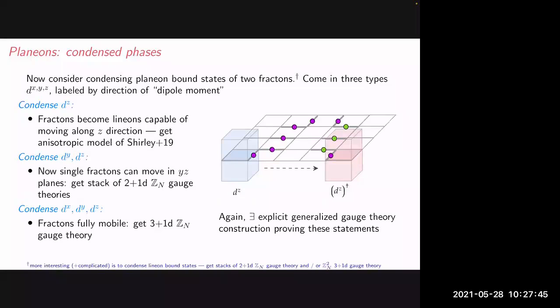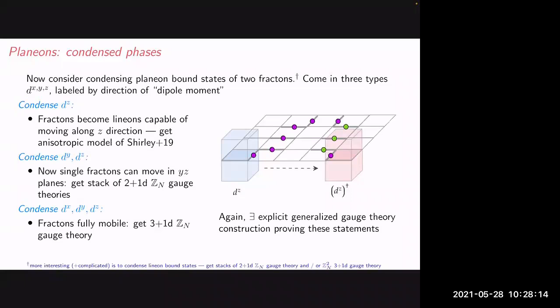And so what this means is that in the condensed phase where the Z dipoles are condensed, single fractons, isolated fractons, become capable of moving along the Z direction. And so they turn into line-ons. And in fact, the model that you produce by performing this condensation is some kind of weird anisotropic model that was actually studied by Wilbur and Kevin and Xie a few years ago.